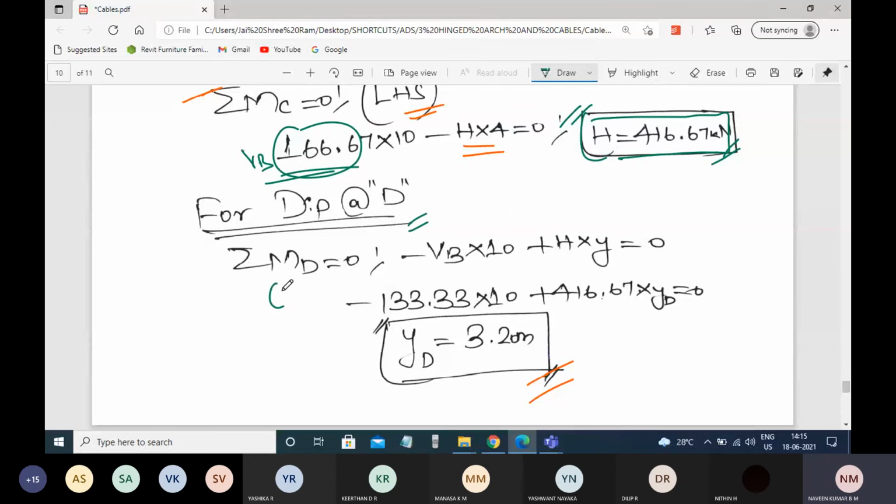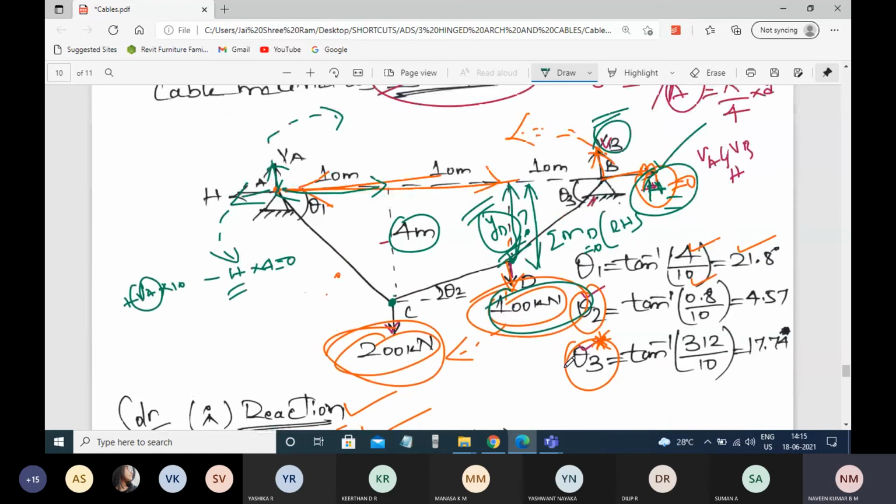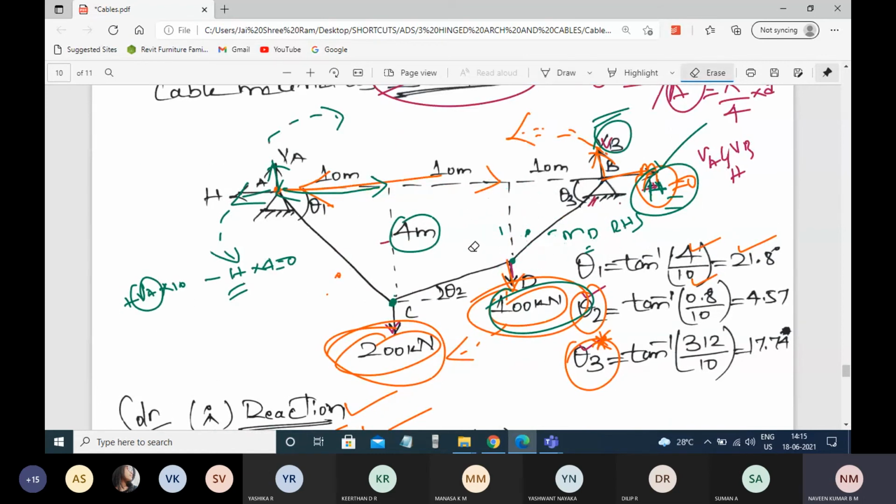Summation MD equals 0, RHS. VB is a force. To reach point D, you require a perpendicular distance of 10 meter, right? Plus H times Y. So YD you can consider, let me keep it as YD unknown. You substitute VB as well as H, then you can easily find this YD. So YD equals how much? 3.2 meter.